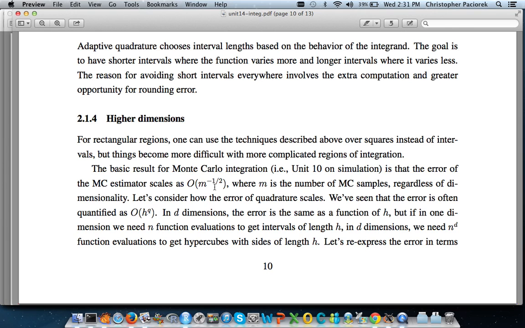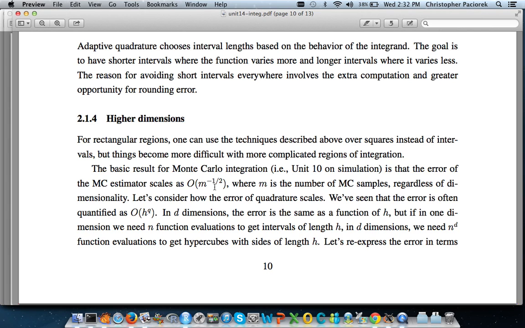Here, basically, h is proportional to 1/n. So for example, if the endpoints are a and b, then we could compute h as b minus a over n. So h and n vary inversely. That's all I'm saying here: h is proportional to 1/n.